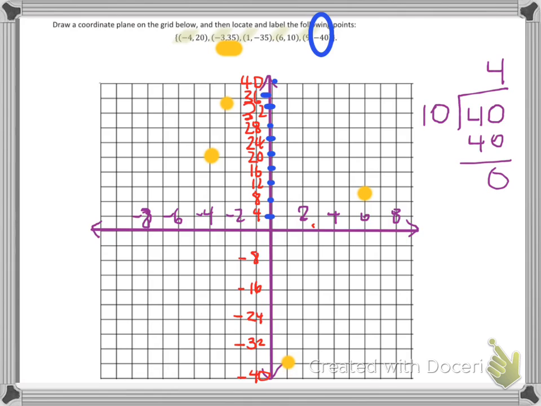Okay, so you get the idea. We can take whatever our number is for our x and y value, and we can create a scale so that all of our points fit on the coordinate plane.